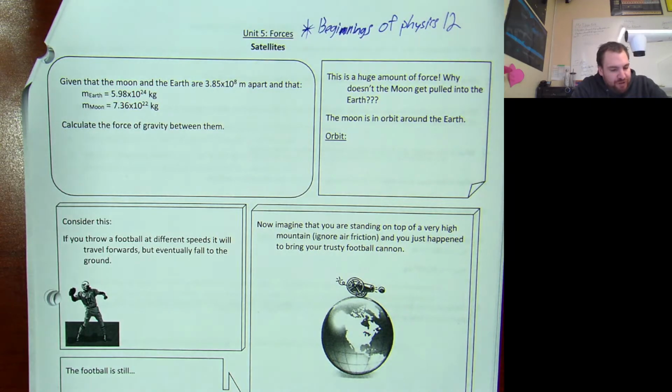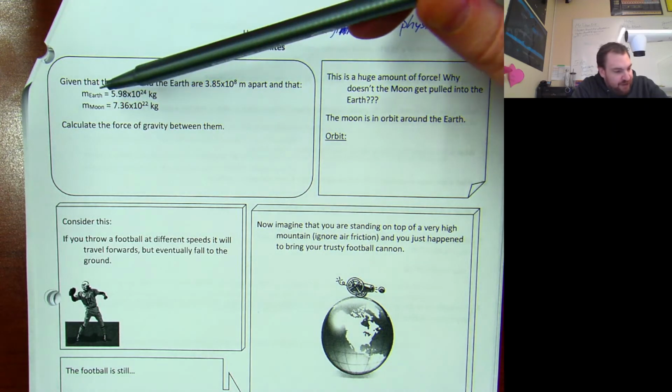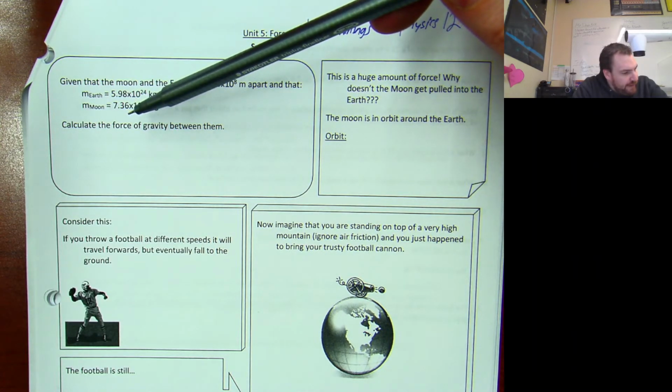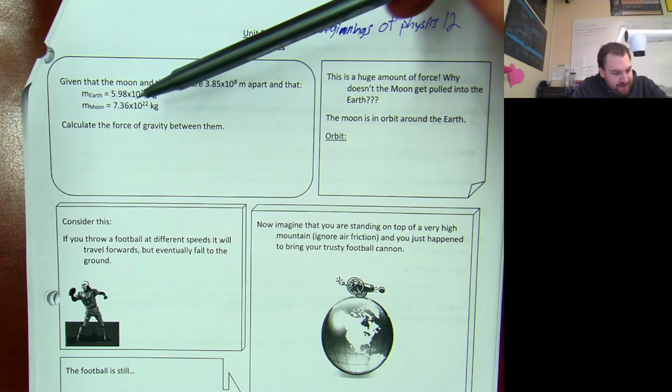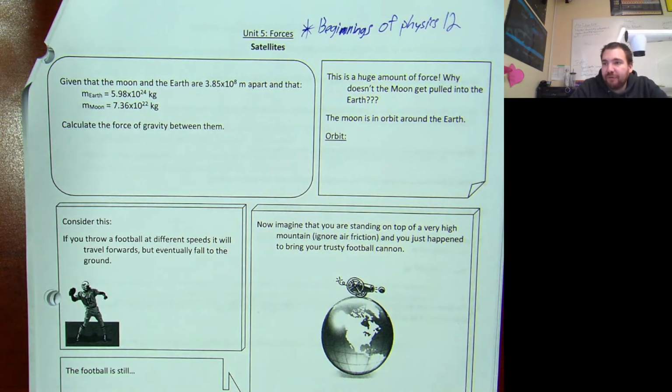Given that the Earth and the Moon are 3.85 times 10 to the 8 meters apart, and that the mass of the Earth is this, and the mass of the Moon is this, we want to calculate the force of gravity between those two objects.